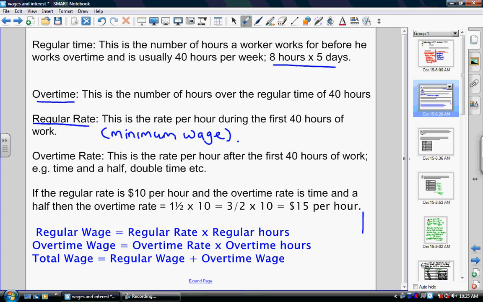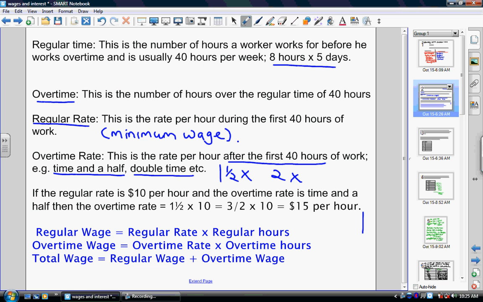Overtime rate. This is the rate per hour after the first 40 hours of work. For example, time and a half. Time and a half means 1.5 times the regular rate. Double time means 2 times the regular rate. Yeah? Triple time means 3 times the regular rate.